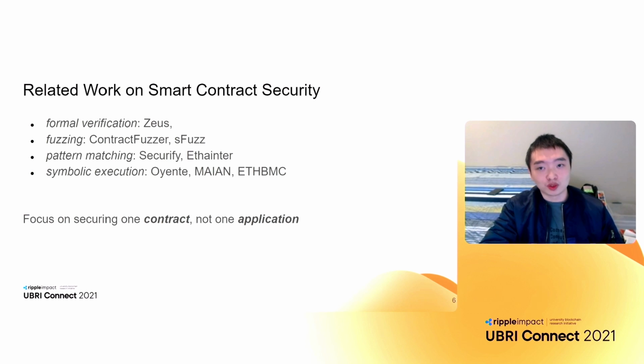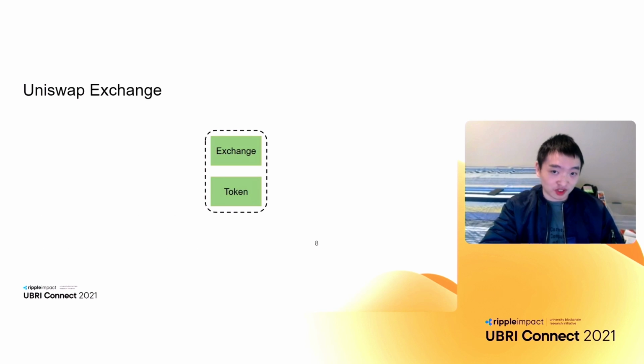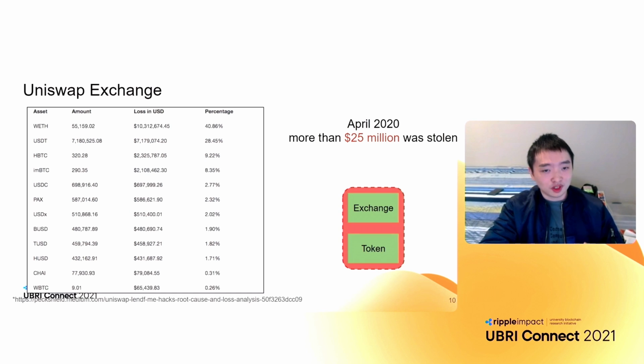Existing work has mostly focused on securing a single contract rather than one application. But many existing smart contract applications are built as a combination of multiple contracts. And two contracts secure in isolation might make a buggy application. Uniswap Exchange is an application on Ethereum that spans two contracts. In April 2020, an attack stole 25 million from Uniswap Exchange, while the two contracts of Uniswap are secure in isolation. The attacker exploited a complex interaction between these two contracts.